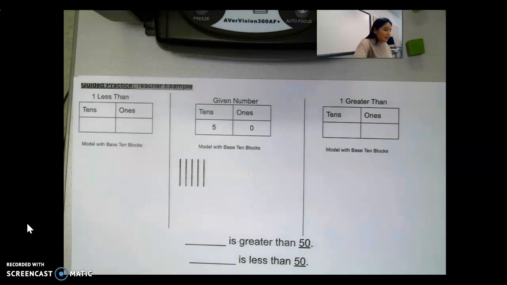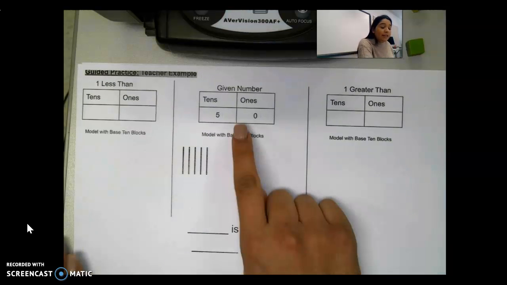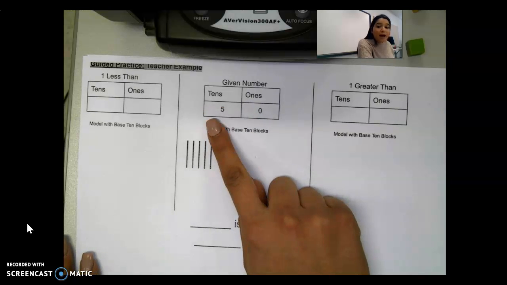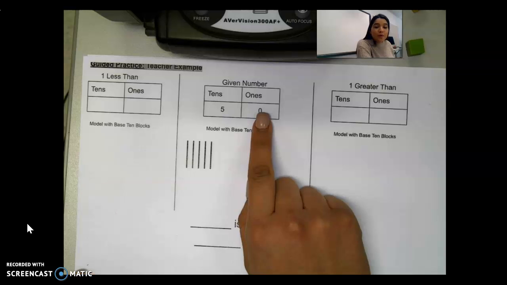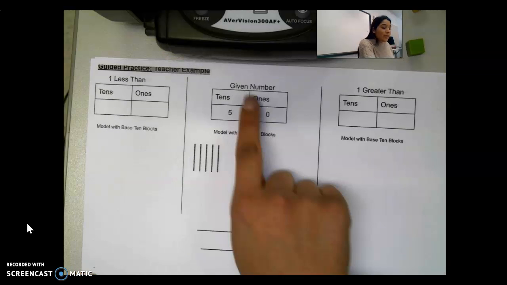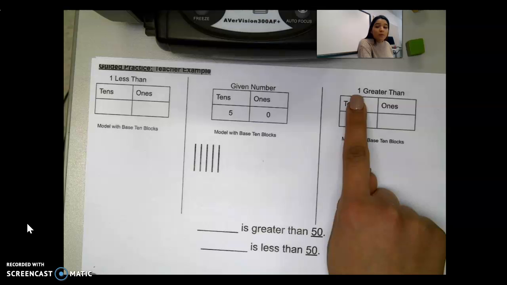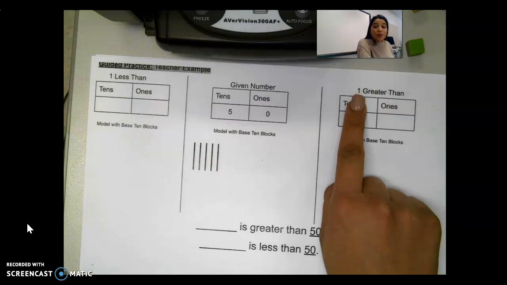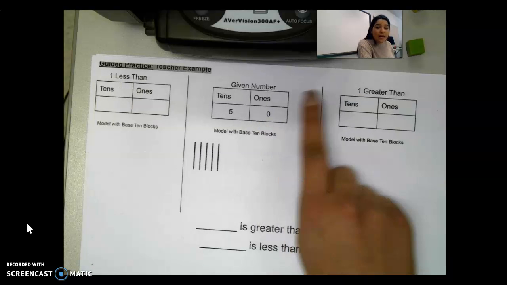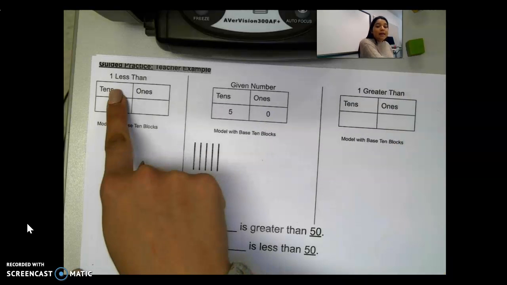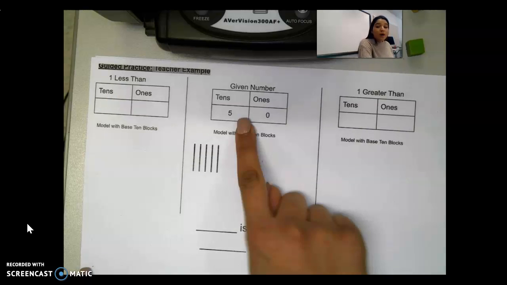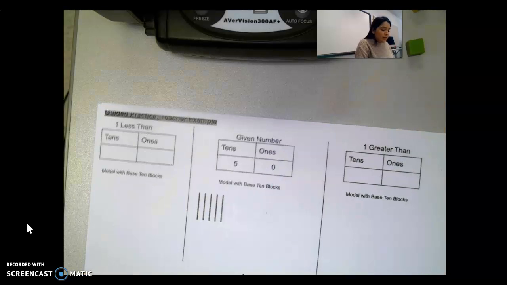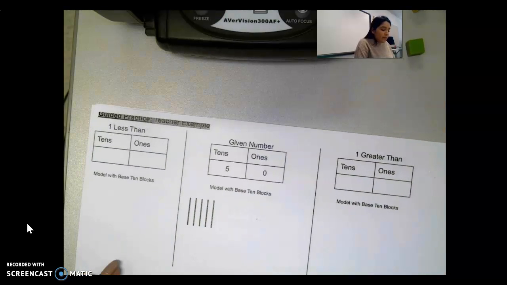Let's look at our problems for today. So right here we have our given number, which is 50. So 50, we have 5 tens and 0 ones. So we need to find a number that is 1 greater than and less than, but with only 1. So we're only going to add 1 and take away 1. So 1 more and 1 less. So let's go ahead and look at our base 10 blocks.